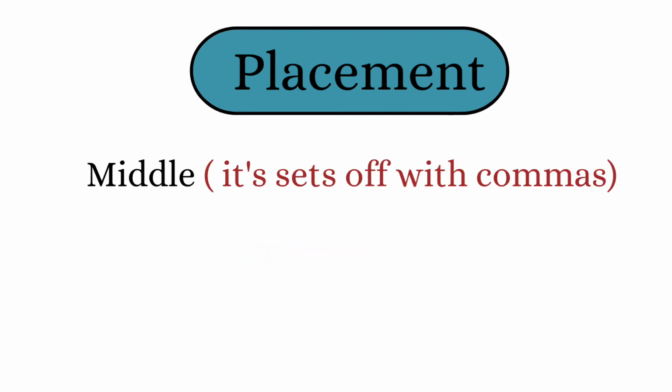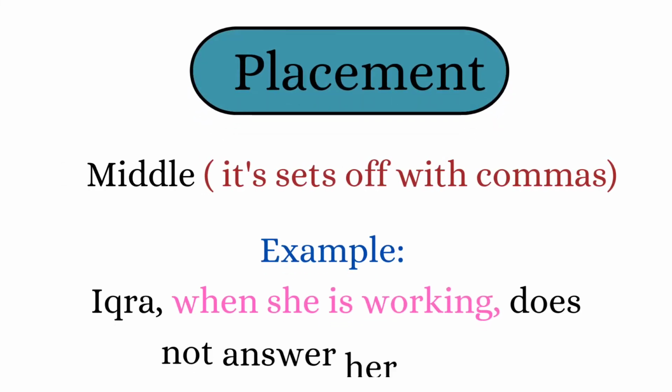When an adverbial phrase is placed in the middle of a sentence between subject and verb, it is set off with commas. Example, Ikra, when she is working, does not answer her phone. You can see in this sentence two commas are present.